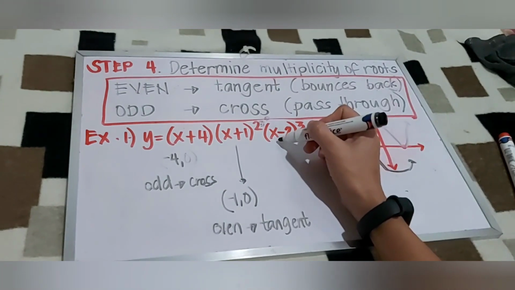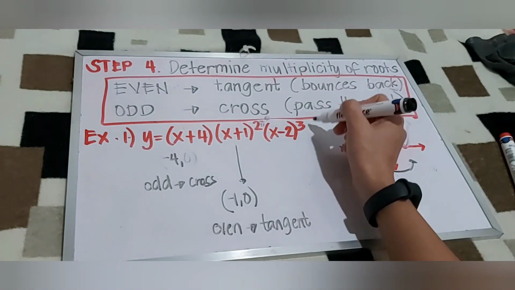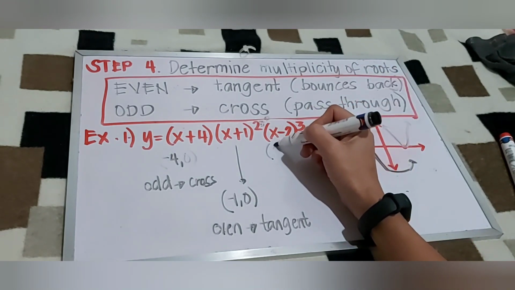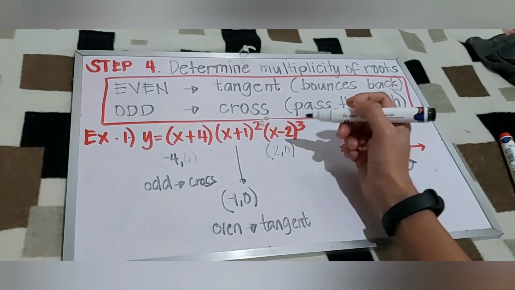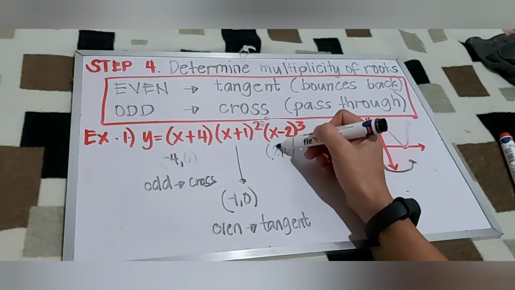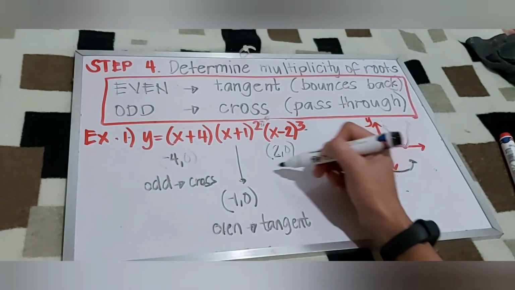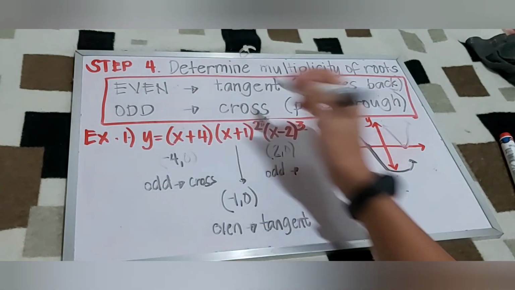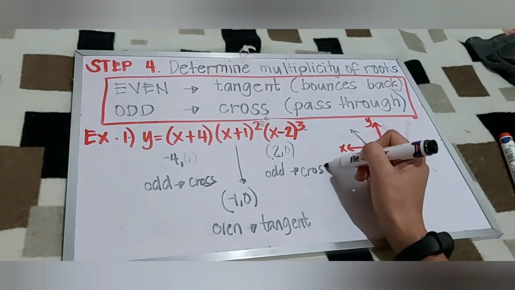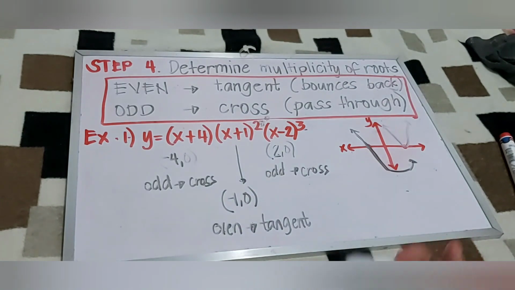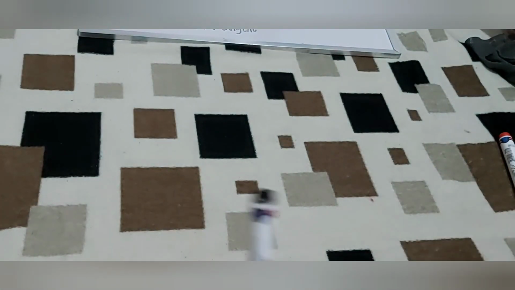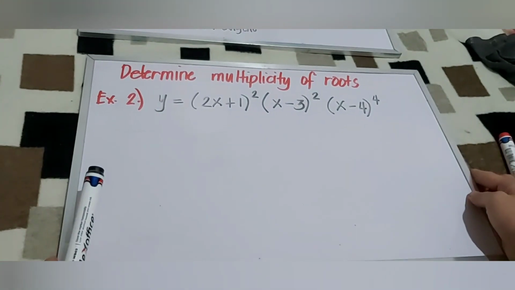Now for the third one, we have x minus 2 cubed. The root, or the x-intercept from that, is 2 and 0. Since the exponent is 3, this is odd. Again, when odd, it will just cross. Okay, we will not graph yet. Let us first perfect this. Now, example number 2.